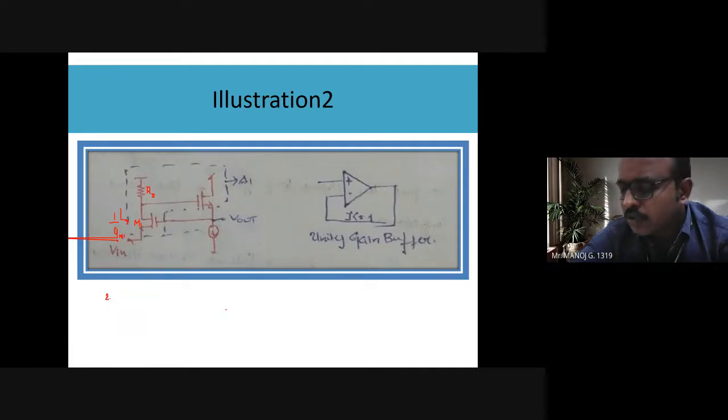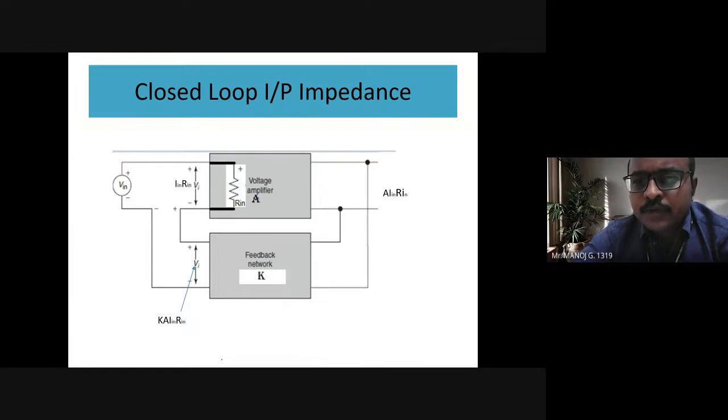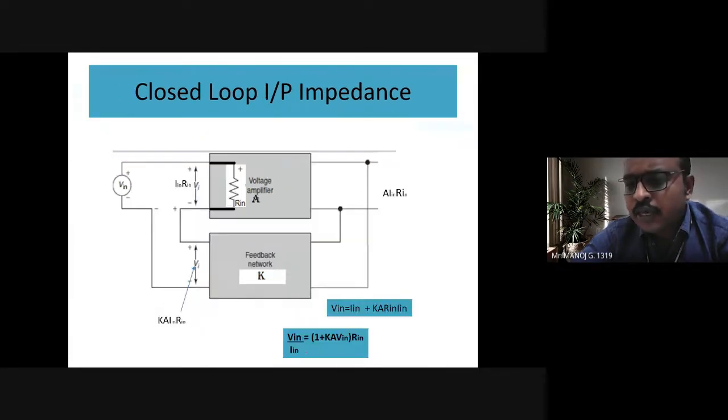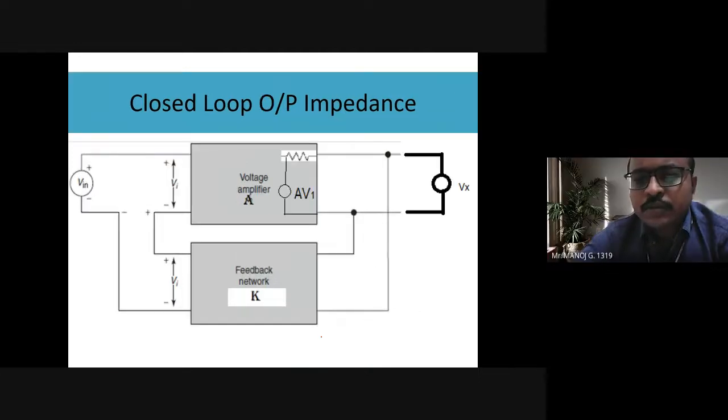So how do you calculate the input impedance of a closed loop? What is the expression? Input impedance expression is what? 1 plus K into A times Rn. K and A you already calculated. So substitute it. Tell me what is the expression.